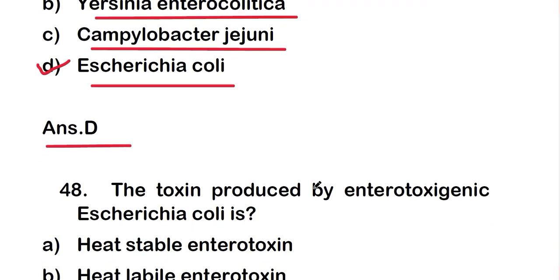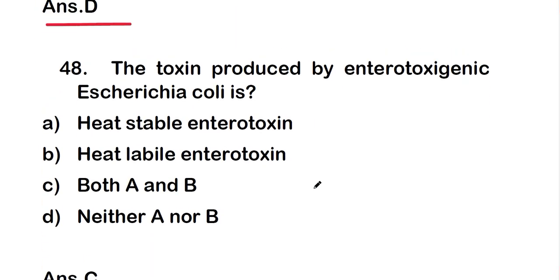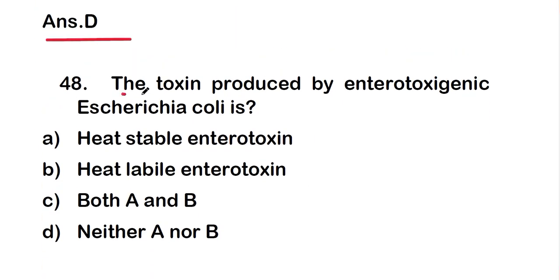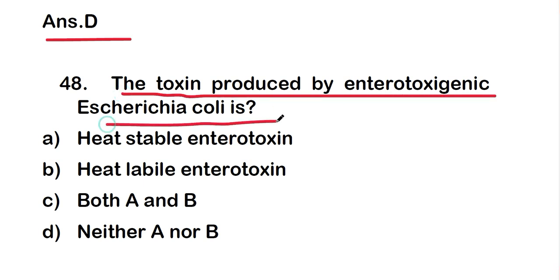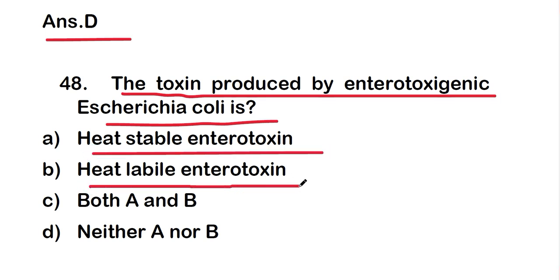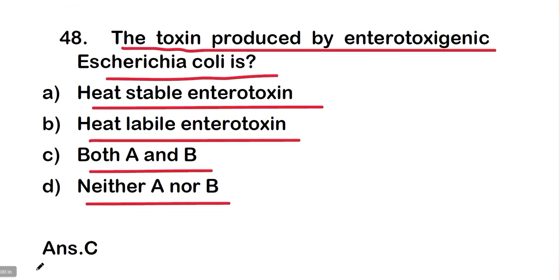Okay, so move on to the next one: the toxin produced by enterotoxigenic Escherichia coli is heat stable enterotoxin, or heat labile enterotoxin, or both A and B, or neither A nor B. And the right answer is option C, that is both A and B. So the toxin produced by enterotoxigenic Escherichia coli is heat stable enterotoxin and heat labile enterotoxin.